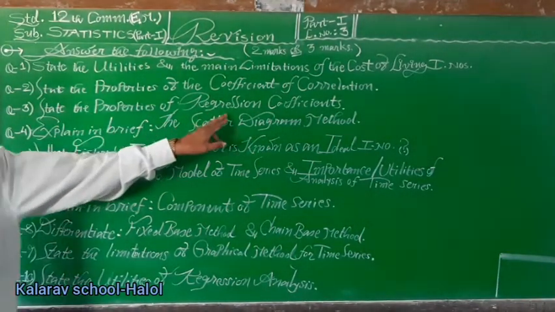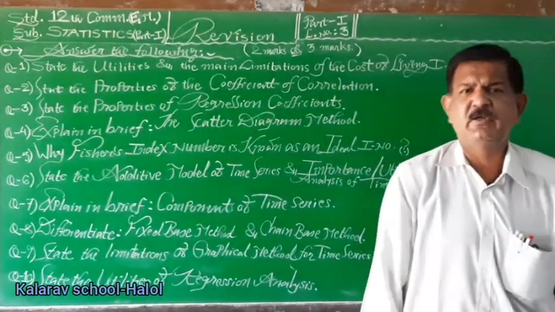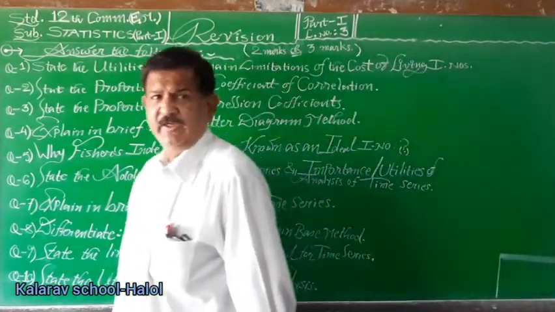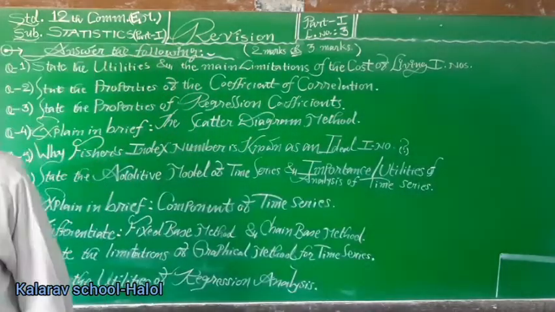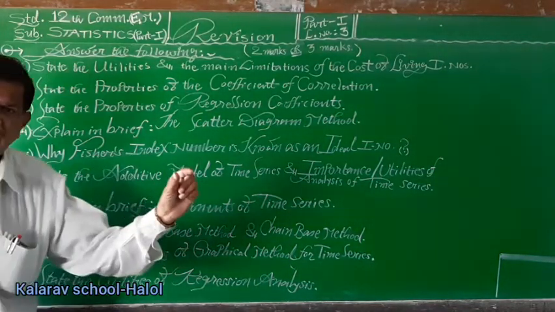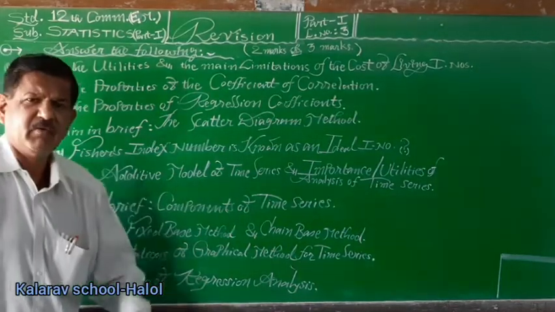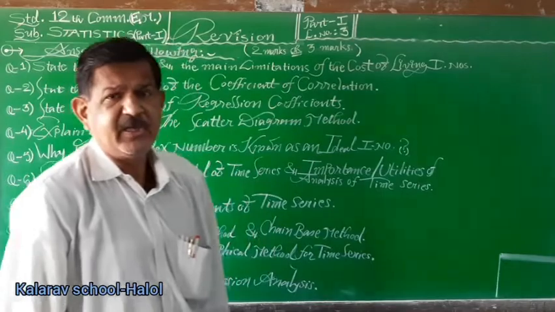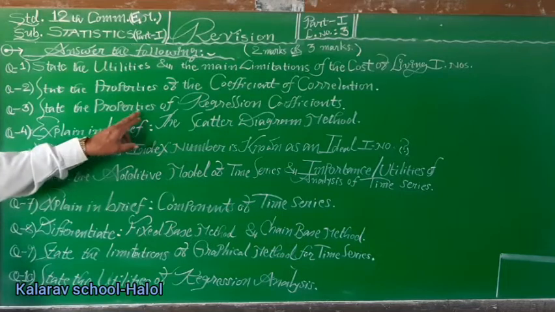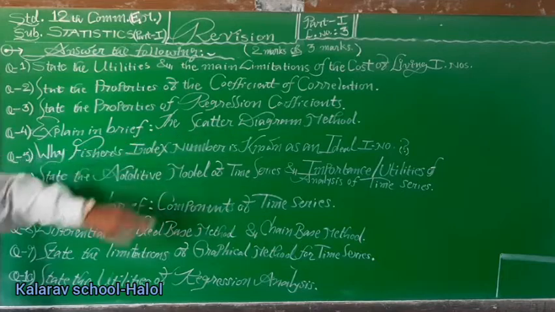State the properties of regression coefficients. b_yx, the regression coefficient of y on x, and b_xy, the regression coefficient of x on y. They are the regression coefficients, right? They can't both exceed 1 at a time. If b_yx is greater than 1, then b_xy must be less than 1. If b_yx is less than 1, then vice versa. In case of regression coefficients, they are independent of change of origin, but not of the scale.